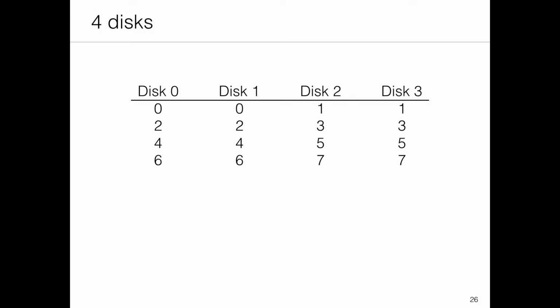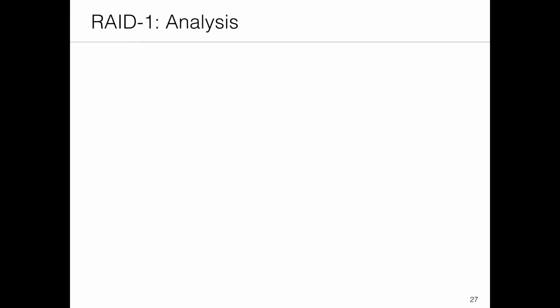In terms of four disks, we'll have block 0 going to disk 0 and 1, block 1 going to disk 2 and 3. And we discussed that in the worst case, only a single disk is allowed to fail. But in the best case, we can have two disks fail. Let's say disk 0 and disk 2 fail. 1 0 by 2 can fail in that case.